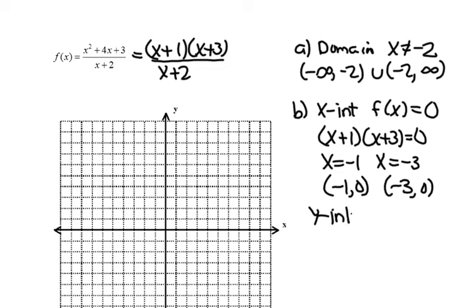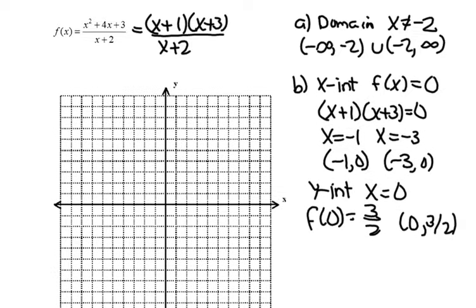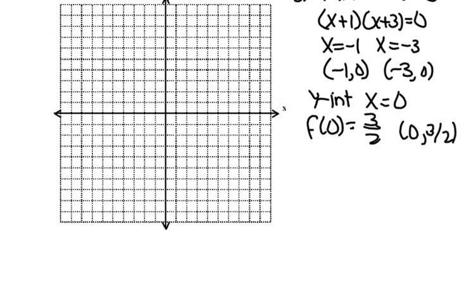Y-intercept: x is 0. So I'm going to go back to the original function. f of 0 is 3 on the top, 2 on the bottom. So we know it's 0, 3/2. Now let's talk about these holes and asymptotes.